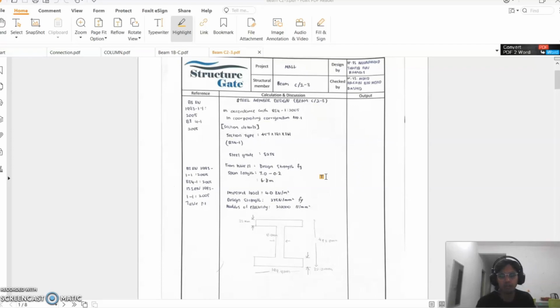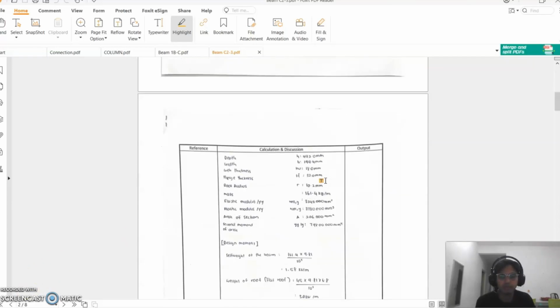Metric number 201332031. I will start the design for beam C/23. For the section design, I choose 457 multiplied by 191 and multiplied by 161.